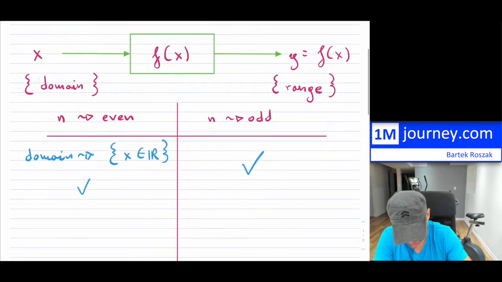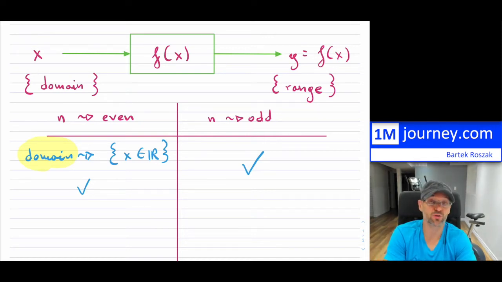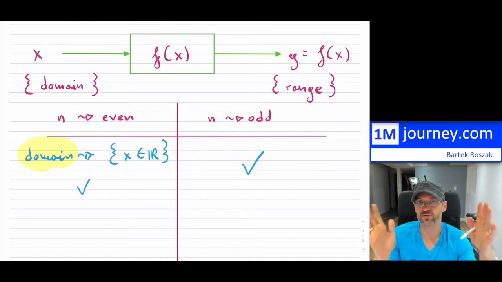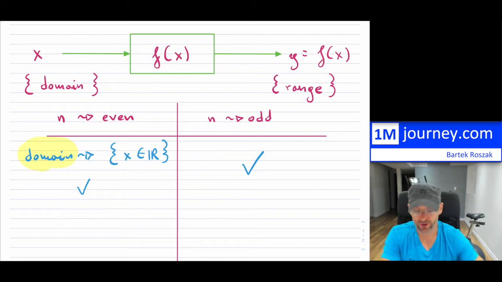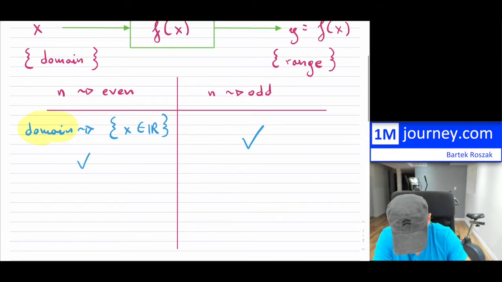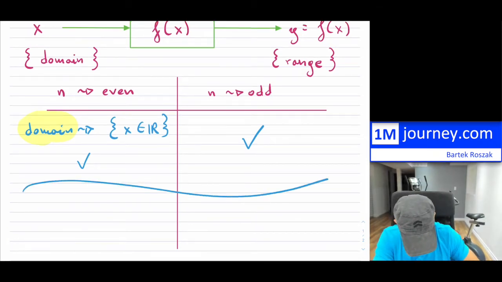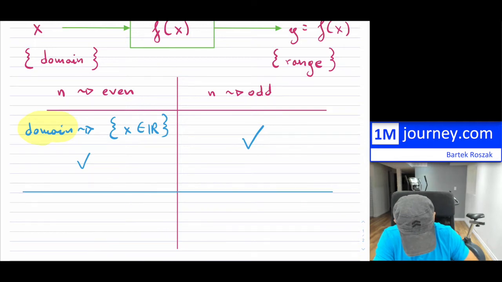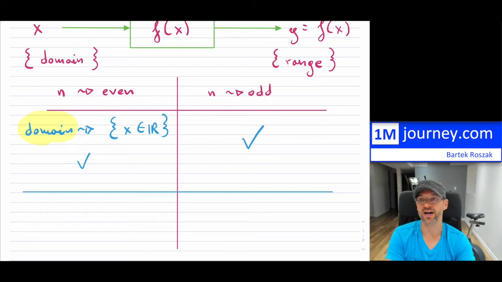So in terms of the domain, it can take in any real number you like, unless of course you yourself restrict it to a certain interval. Now, for the range, unlike your domain, there is a distinction between n being even and n being odd.